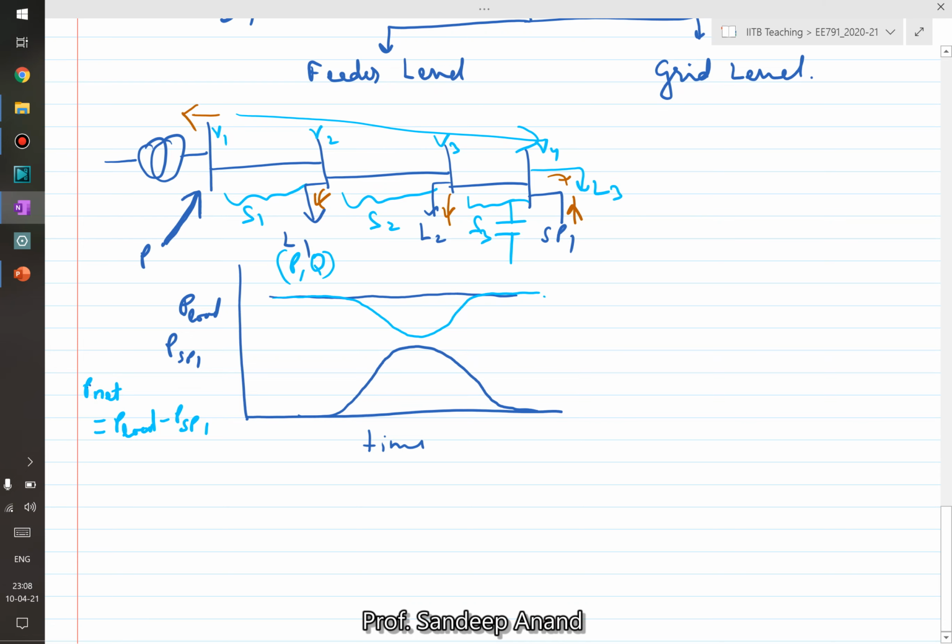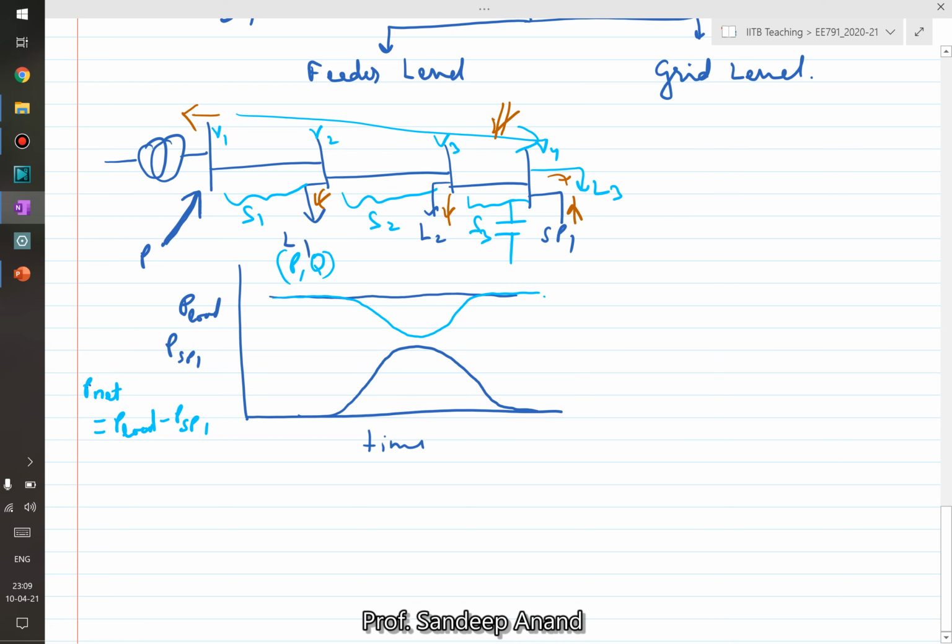So now if you see which section of the feeder is handling the most current, it is section 3. Why? Because the power flowing through section 3 has become maximum. It's in the reverse direction, but the magnitude is maximum, and it further gets reduced a little bit in S2, and further reduced a little bit in S1.